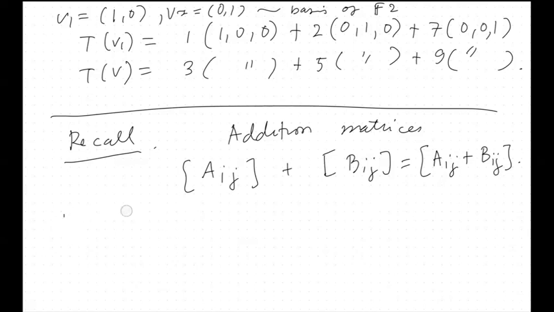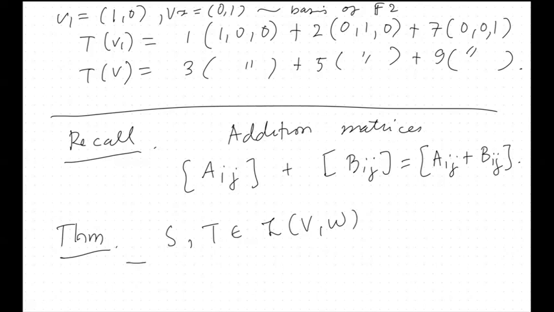we also recall the matrix of a linear map. I will not be proving this. Let S and T be two linear maps. The matrix of S plus T is equal to the matrix of S plus the matrix of T.